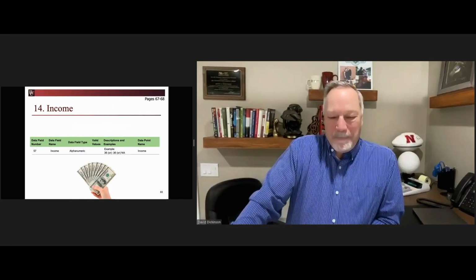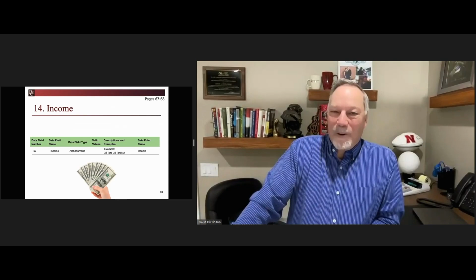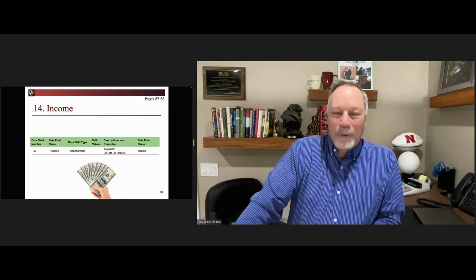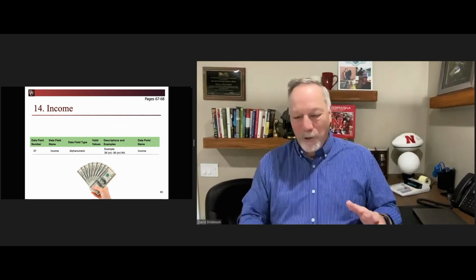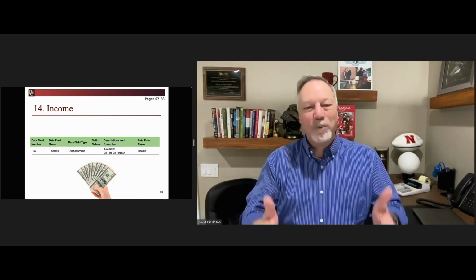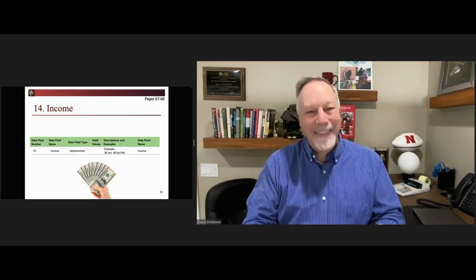67, income. This is one of the top errors. Make sure that you can back it up. Check and double check this. Make sure that you're looking at whatever was relied upon. That's the key.